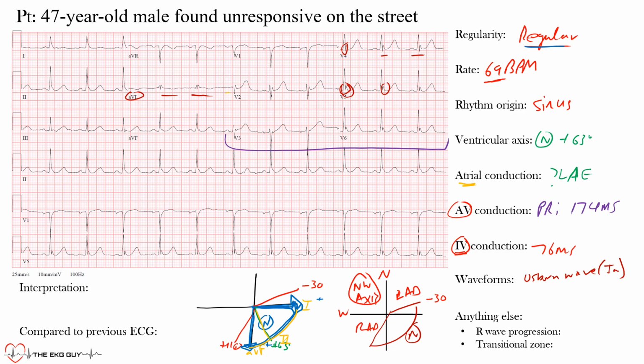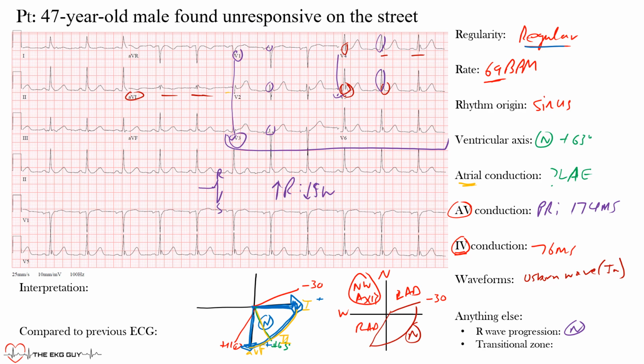So R wave progression, the normal R wave progression from V1 all the way to V5 should increase. So our R waves should increase in amplitude as we go from right to left across the precordium. And the R to S ratio, so R wave and S wave, should actually increase, in which the R wave goes up and the S wave goes down. So there should be an increase in the R to S ratio. And this is pretty much normal here. A slight delay here between V2 and V3, but overall I would say normal R wave progression, nothing significant to point out.